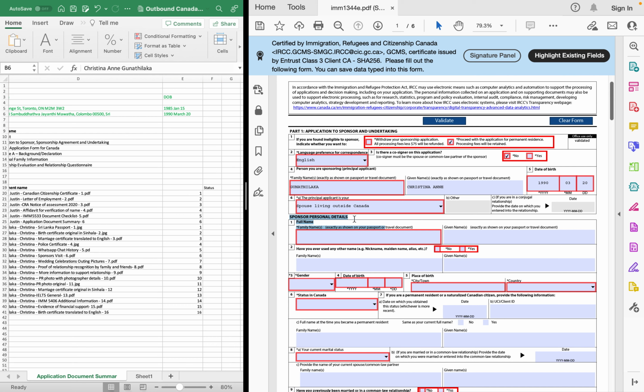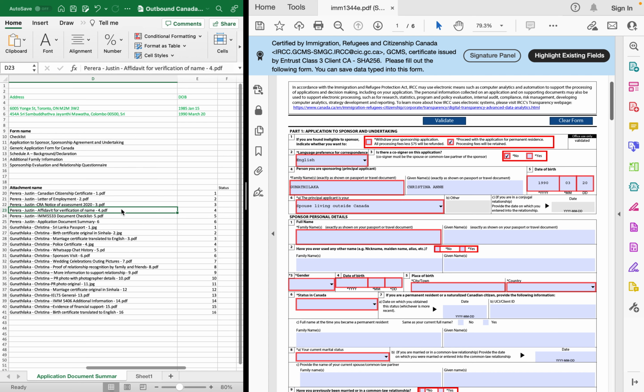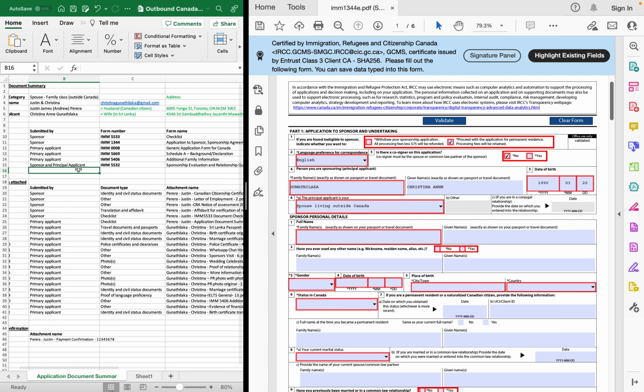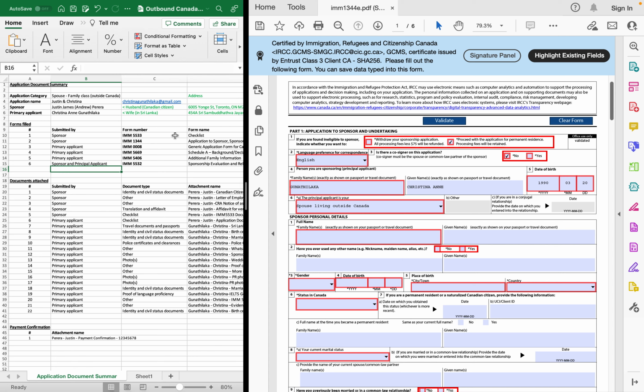Then we go to the sponsor's personal details. So this is the husband's details in my case. Note, I'll talk about it when we get to that point. So the full name over here is the family name, given name. Family name is going to be Pereira, and then given name is going to be Justin James. I will tell you why I added the Andrew part. You have to enter exactly what is in your passport.